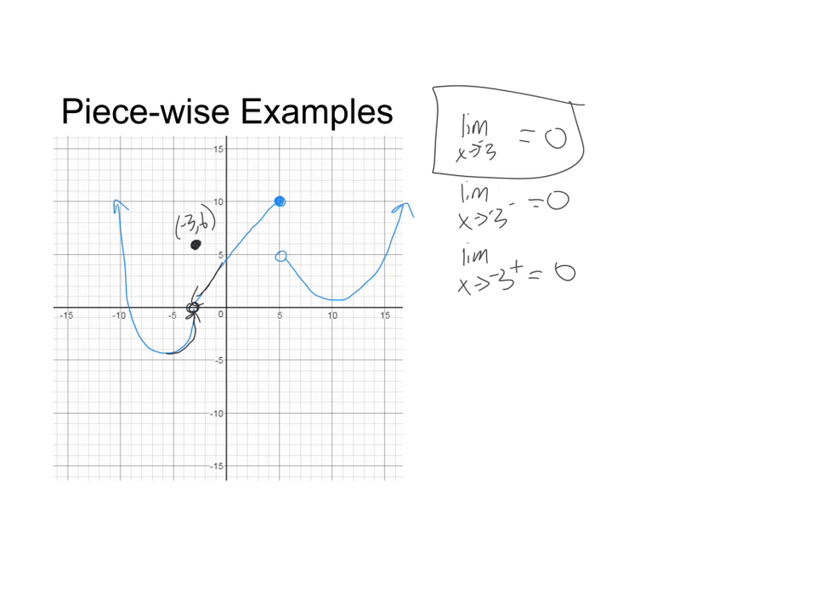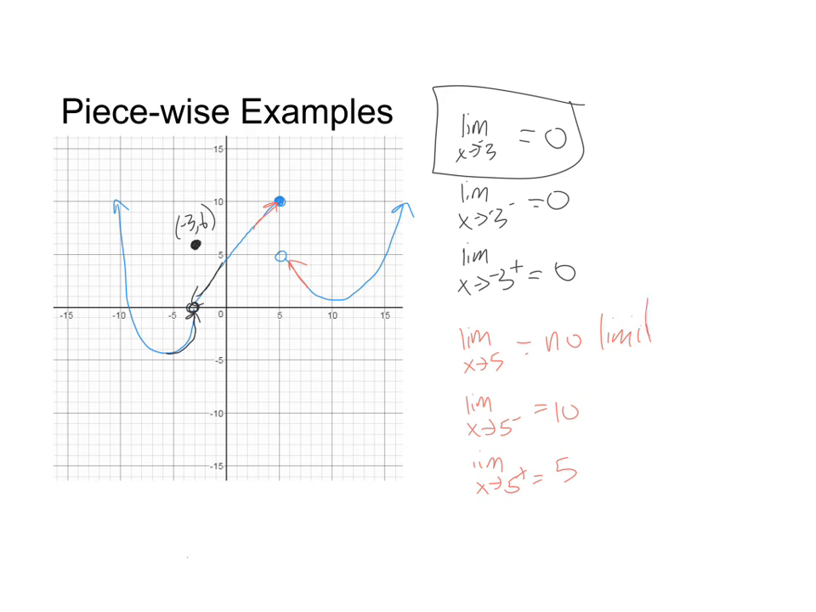So let's do the same thing for the second one. Let's try to figure out what is the limit as x approaches 5. So if we do the left-hand limit, it's approaching the value 10. So limit as x approaches 5 from the left, we can see it's going to 10. If we do the right-hand limit, as it approaches 5 from the right, we're approaching the value 5. Since 10 does not equal 5, we actually have no limit at that location.